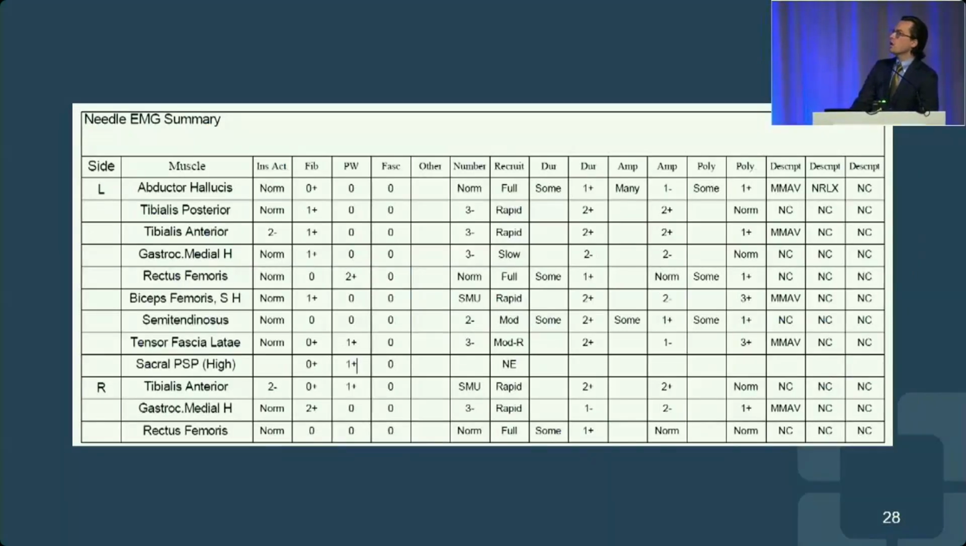And then when it comes to her needle EMG, there are positive sharp waves and fibrillations on the left-hand side of the panel, which are the acute or ongoing findings.